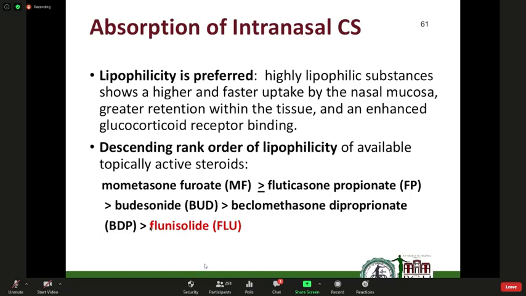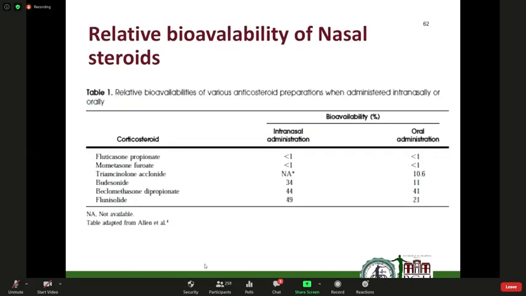Thankfully, in the Philippines, we don't actually have this drug, flunisolide, but if you just want to know, it has the least lipophilicity. And this is shown by this table that flunisolide has a high systemic bioavailability. Ibig sabihin, hindi siya nare-retain. It just goes into the circulation. Kaya mataas yung systemic bioavailability niya after intranasal dose. And that's the reason why for nasal steroids, it's fluticasone, mometasone, or even triamcinolone that are typically used in practice.